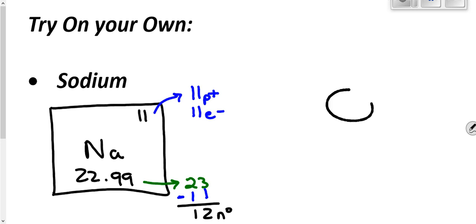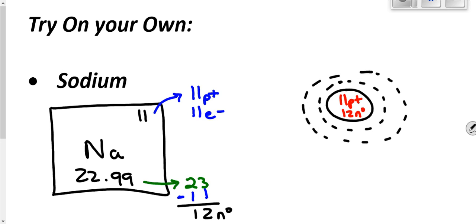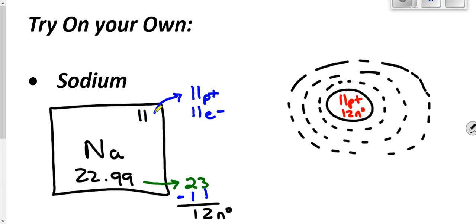In the center, in my nucleus, I will put my protons and my neutrons. We have 11 protons, we have 12 neutrons. Now I'm going to draw the rings to put my electrons. When we take a look at sodium, it's in the third period on the periodic table. That tells me I'm going to need 3 rings to be able to have enough space to draw all the electrons required for sodium.